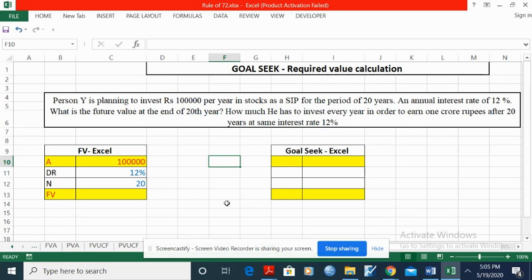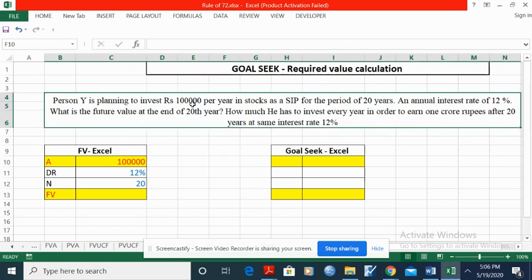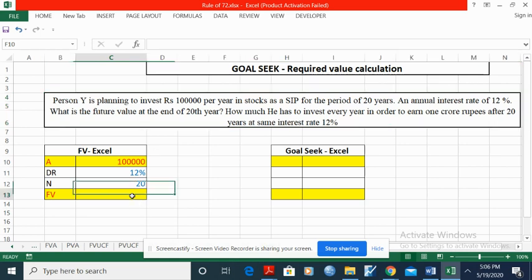He is planning to invest 1 lakh rupees every year, so it comes under a constant stream of cash flow, also called an annuity. He has to calculate the future value, so this is known as the future value of annuity formula. We discussed in previous videos how to calculate the future value of an annuity, and once again I will calculate.